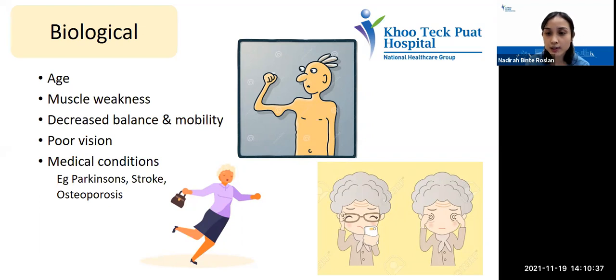Certain medical conditions that affect vision, muscle strength, or posture, for example, Parkinson's disease, cataracts, stroke, or osteoporosis, can also increase your risk of falling. Osteoporosis is a medical condition that can cause higher risk of physical injuries in the event of a fall, such as fractures. So I will further expand later on.